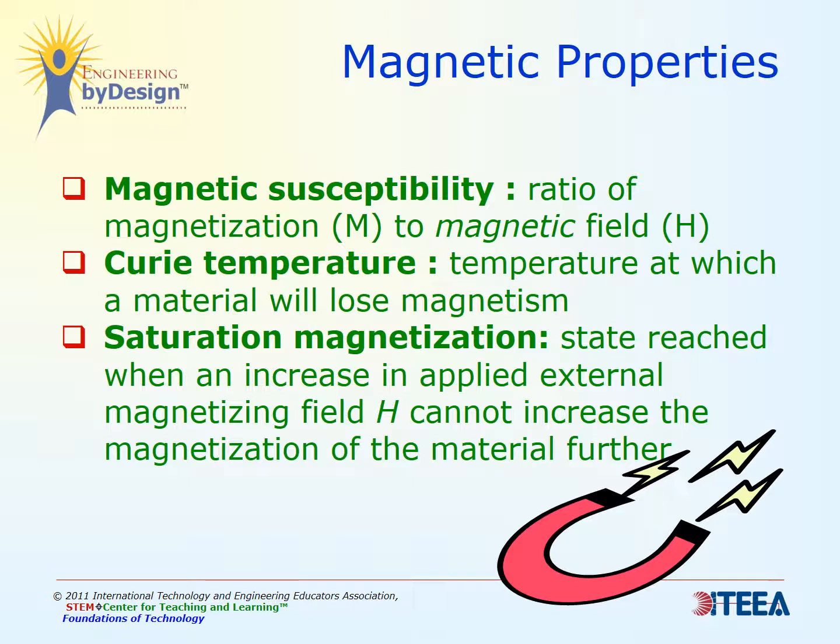Saturation magnetism, the state reached when an increase in applied external magnetizing field cannot increase the magnetism of the material anymore. Now, when you think of magnetic fields, you have a magnetic field, yet it is small, around your telephone.